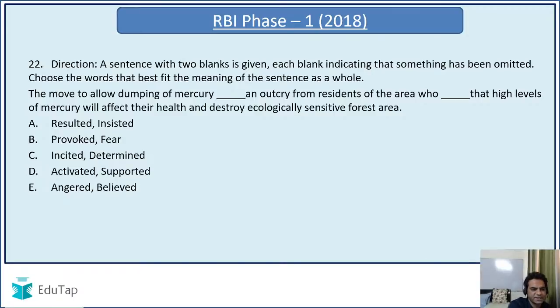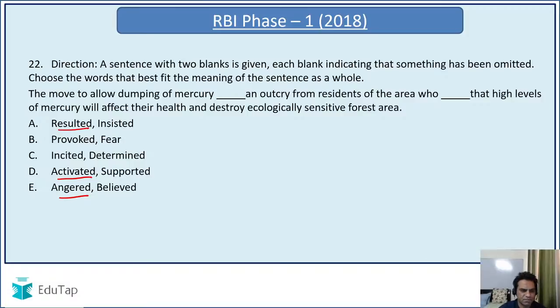Now, guys, resulted cannot be used in the first blank. Activated is wrong. Angered is wrong because resulted in should have been used. Resulted in an outcry. Activated an outcry, there's no need for activate. Angered is not required there. So either it could be B or C. Yes, guys, I have eliminated the wrong ones. Now, what should it be, B or C?